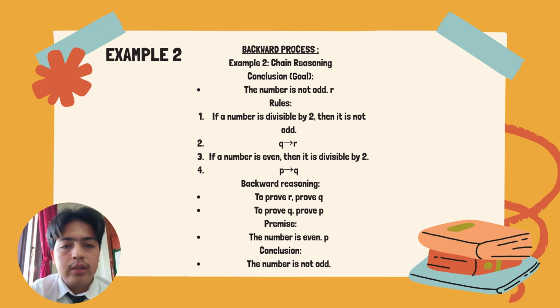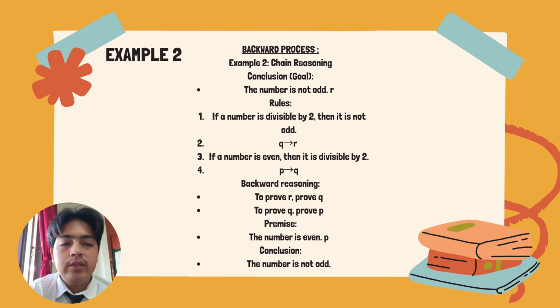Can conclude as Q implies R. The next one is, if a number is even, then it is divisible by 2, so it will be P implies Q. For the backward reasoning, to prove R, we need to prove Q. In order to prove Q, we need to prove P.